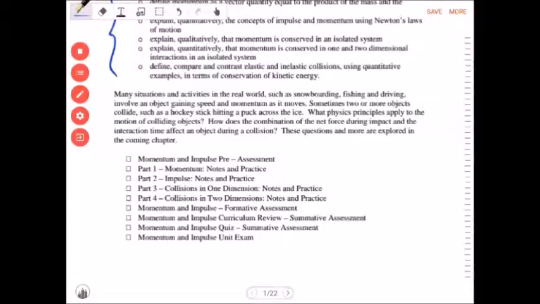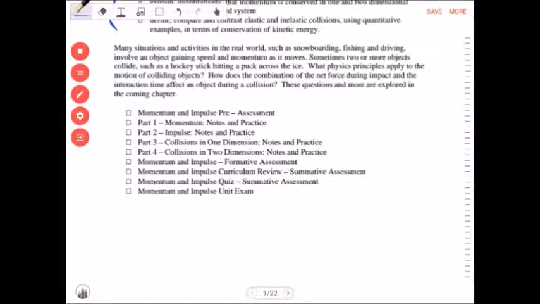Below here are all the things you're supposed to do in this chapter. So there's a momentum and impulse pre-assessment if you haven't done that. Hit stop on this, go back to the workspace card and look at that, complete it, give it to your teacher, then you go and do the videos. Anyway, if you've done that, then there's 4 parts to Chapter 9.